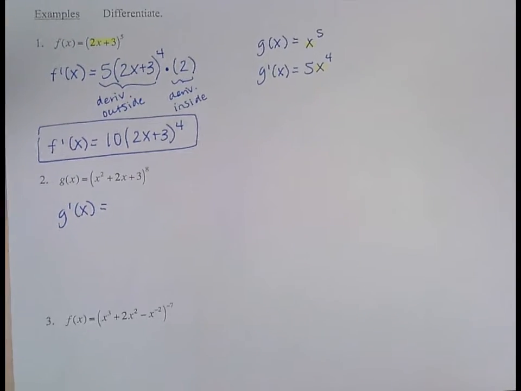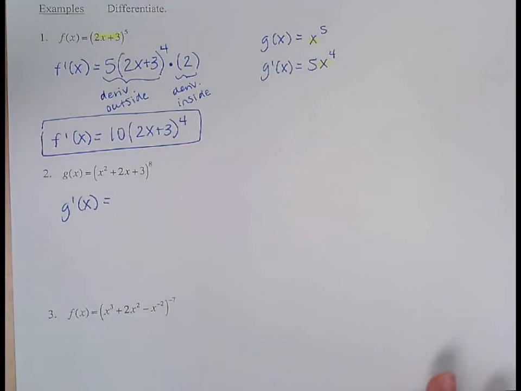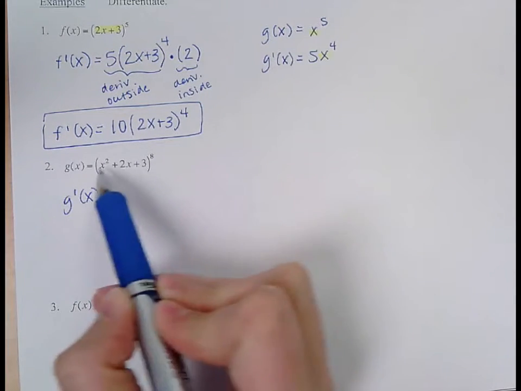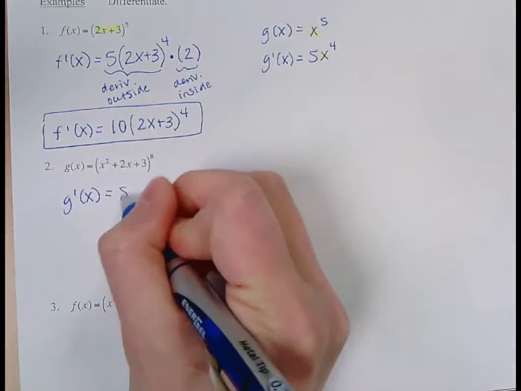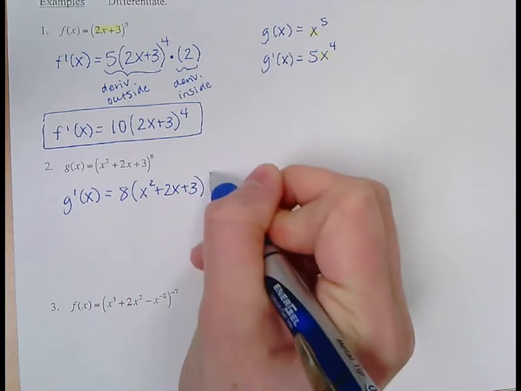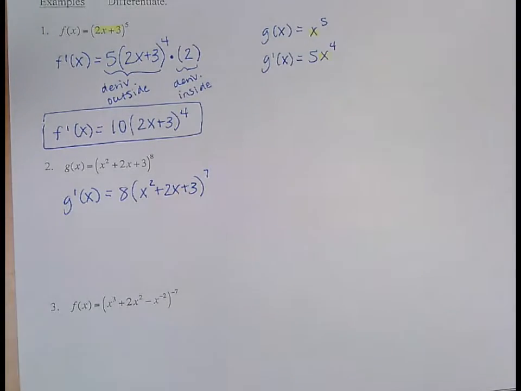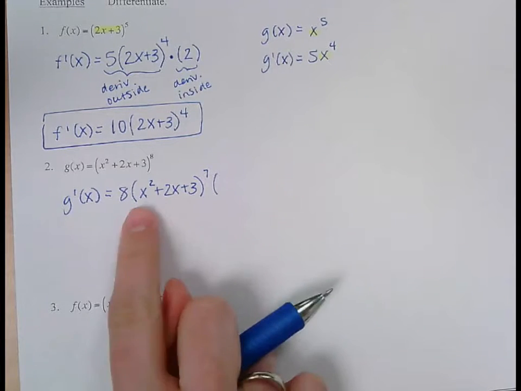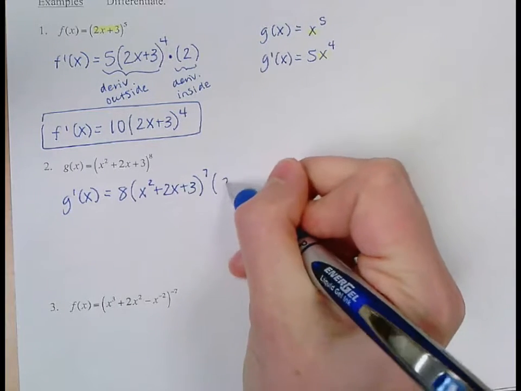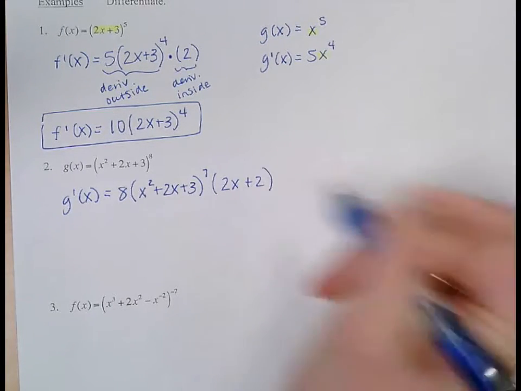I have a quantity to the 8th. Like I said, 1, 2, and 3 are all set up very similarly. I take the derivative of the outside, so I keep the x squared plus 2x plus 3, I keep that the same. The derivative of the outside is something to the 8th power, so it would be 8 times that quantity to the 7th power, and then I have to multiply that by the derivative of the inside, and what's the derivative of x squared plus 2x plus 3? 2x plus 2.